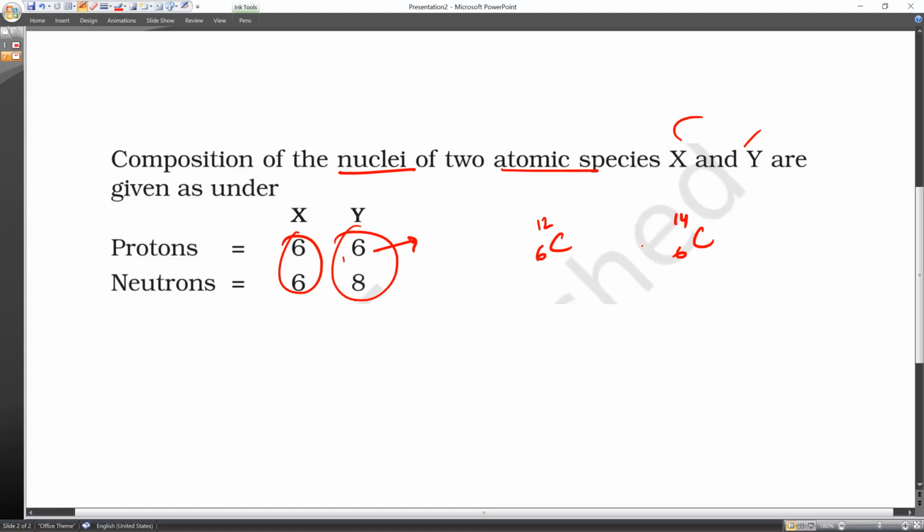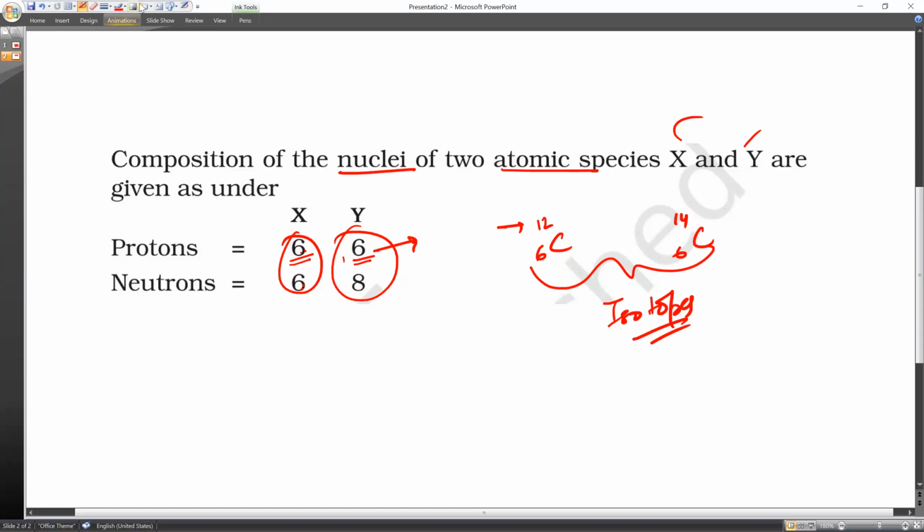Got it? What I'm saying here is that when you add these two, protons and neutrons, you get the atomic mass. So mass is represented here. And that's why I'm writing C here, because carbon has atomic number 6. Number of protons represents the atomic number. And these two together are known as isotopes.